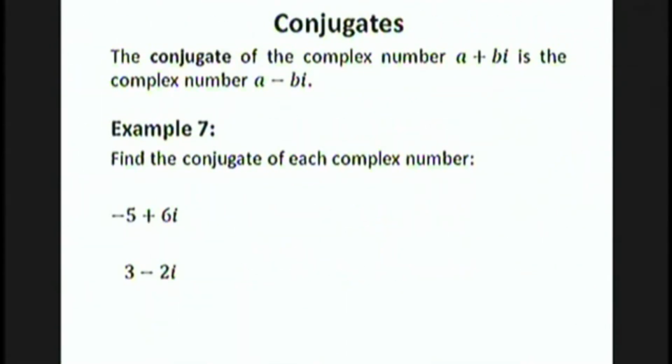The conjugate of the complex number a plus bi is the complex number a minus bi. In other words, we just change the sign in front of the imaginary part of the complex number. So the conjugate of negative 5 plus 6i is negative 5 minus 6i. And the conjugate of 3 minus 2i is 3 plus 2i. Note that when we multiply conjugates together, we always get a real number.